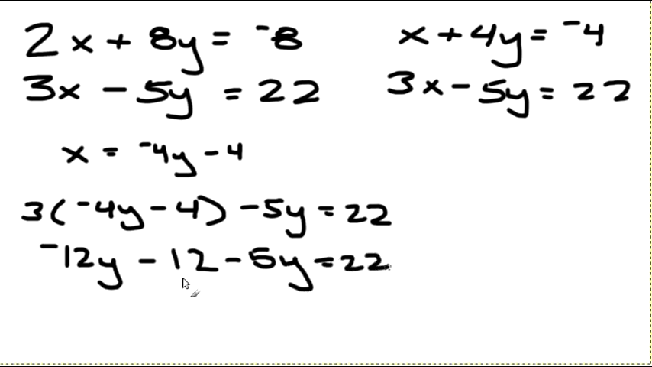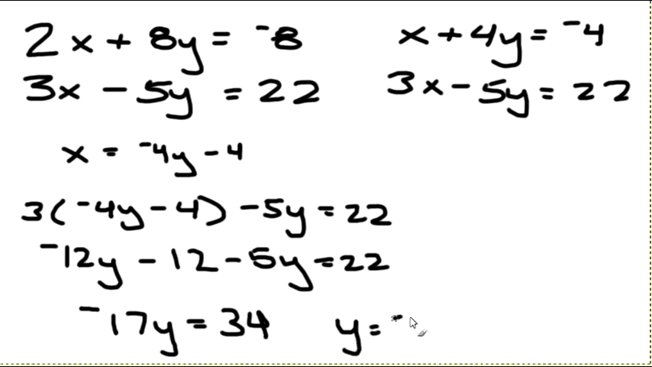Add 12 to both sides. Add together the common factors. So we have negative 17y is equal to 34. So then we divide both sides by negative 17, and y is equal to negative 2.